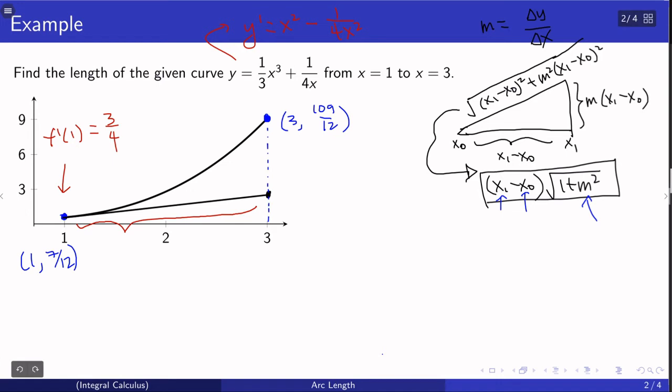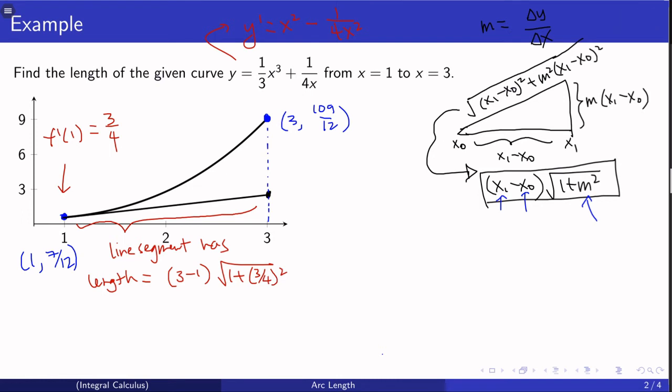So for this particular line segment, we could say the line segment has length equal to change in x times the square root of 1 plus m squared. And whatever that is, that's the length. So okay, again, that's a reasonable approximation here. But let's go one step further, similar, again, to what we did for areas and volumes.